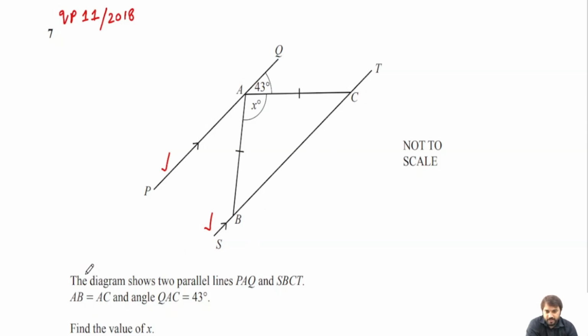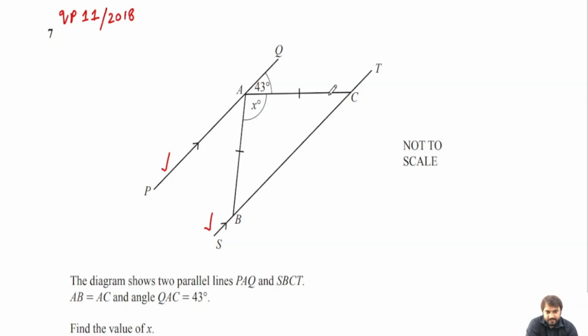It is also given that the diagram shows two parallel lines PAQ, this one PAQ, and SBCT, AB equal to AC. It means this A to B and A to C. The lengths of AB and AC are equal. Angle QAC is equal to 43 degree. This angle QAC 43 degree. We need to find the value of x. Here we have this x. How can we solve this problem?